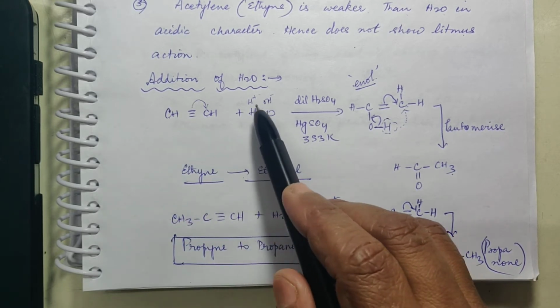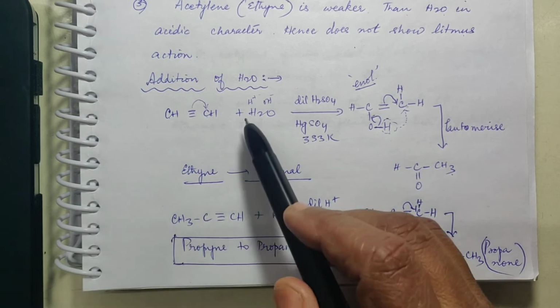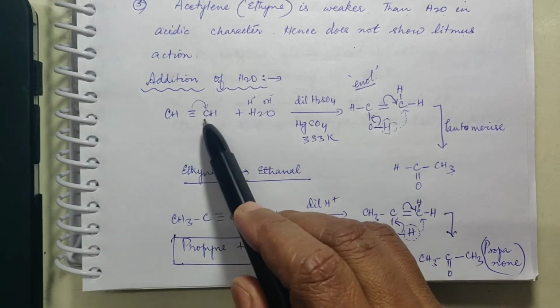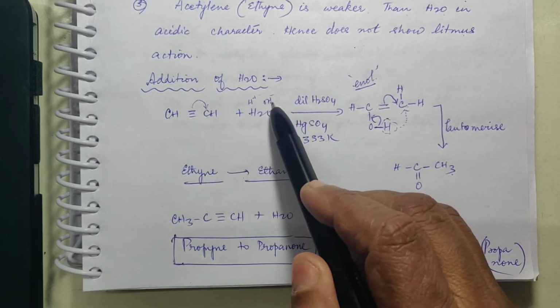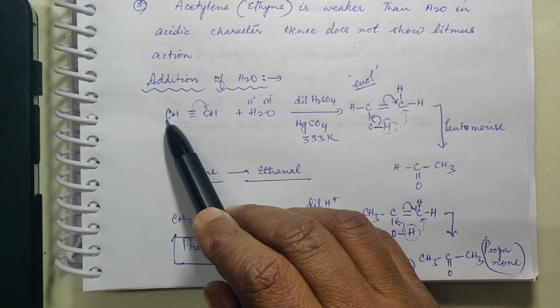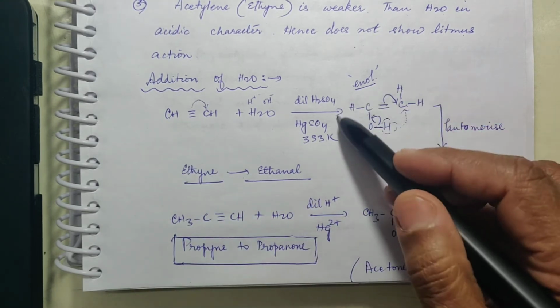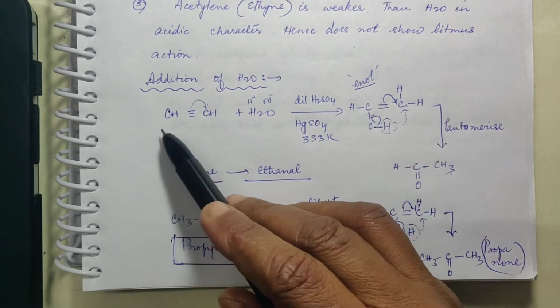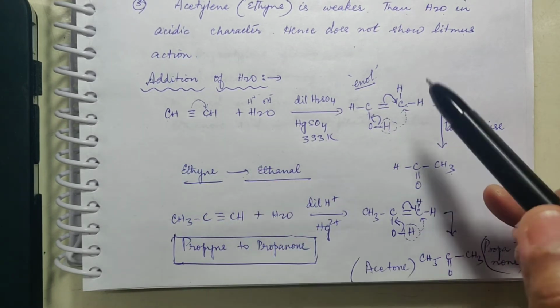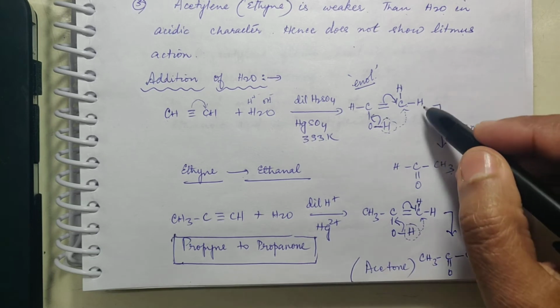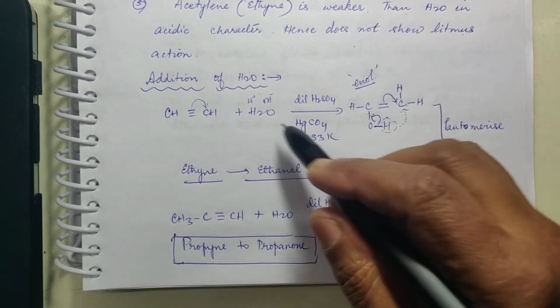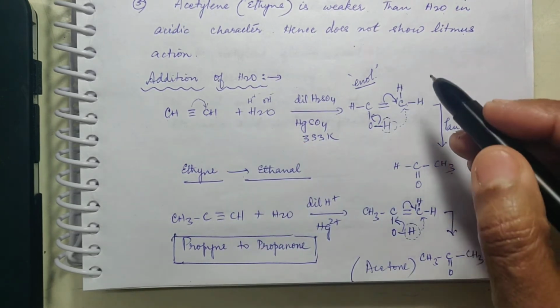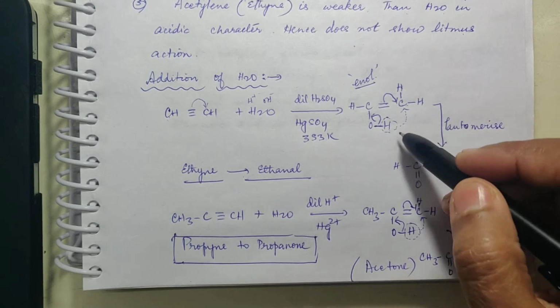And this water will be in the form of H plus and OH minus, and H plus will go towards a negatively charged carbon, OH minus will go towards a positively charged carbon. So you will get a structure like this: OH attached to this carbon and hydrogen attached to this carbon. One hydrogen was already there, one more hydrogen has been added.